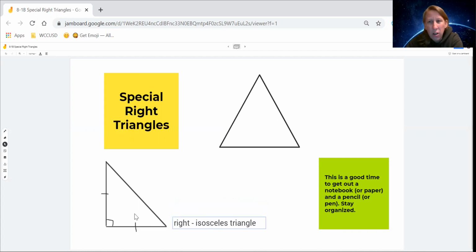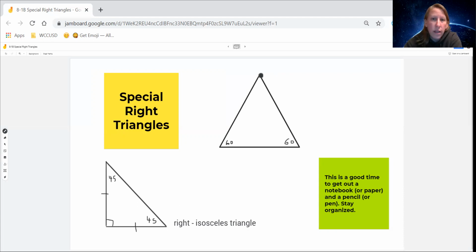Do we know the angle measures here? Yeah, it's a 45 here and a 45 here. So this right isosceles triangle is a special right triangle, and in math class we call it a 45, 45, 90. Okay, now let's go back to this one. This is a 60, 60, 60, right? But I said that this is not a special right triangle.